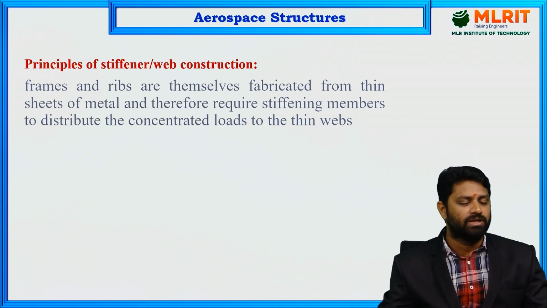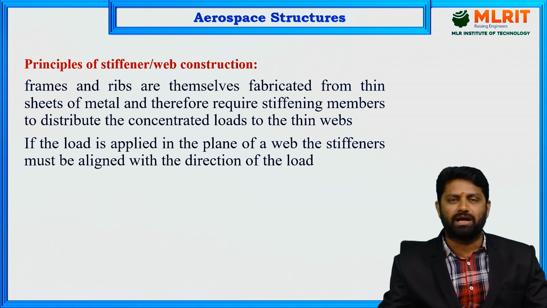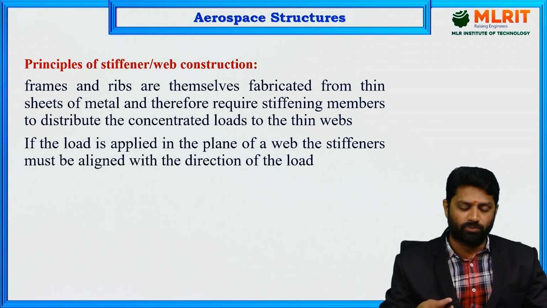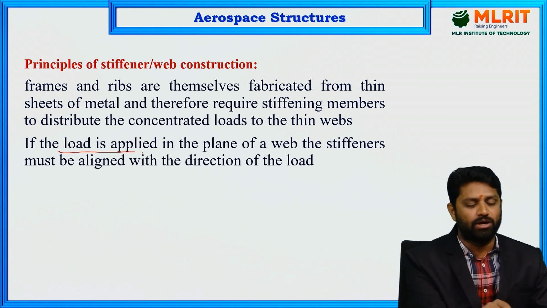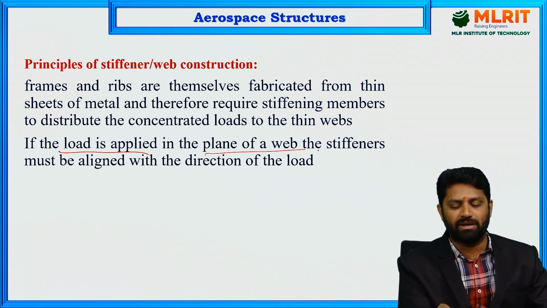Now the frames and the ribs are themselves fabricated from thin sheets of metal, and therefore they require stiffening members to distribute the concentrated loads to the thin webs. If the load is applied in the plane of the web, the stiffeners must be aligned with the direction of the load. This is a very important point. The load should be applied in the plane of the web of a stiffener, and it should be aligned with the direction of the load.